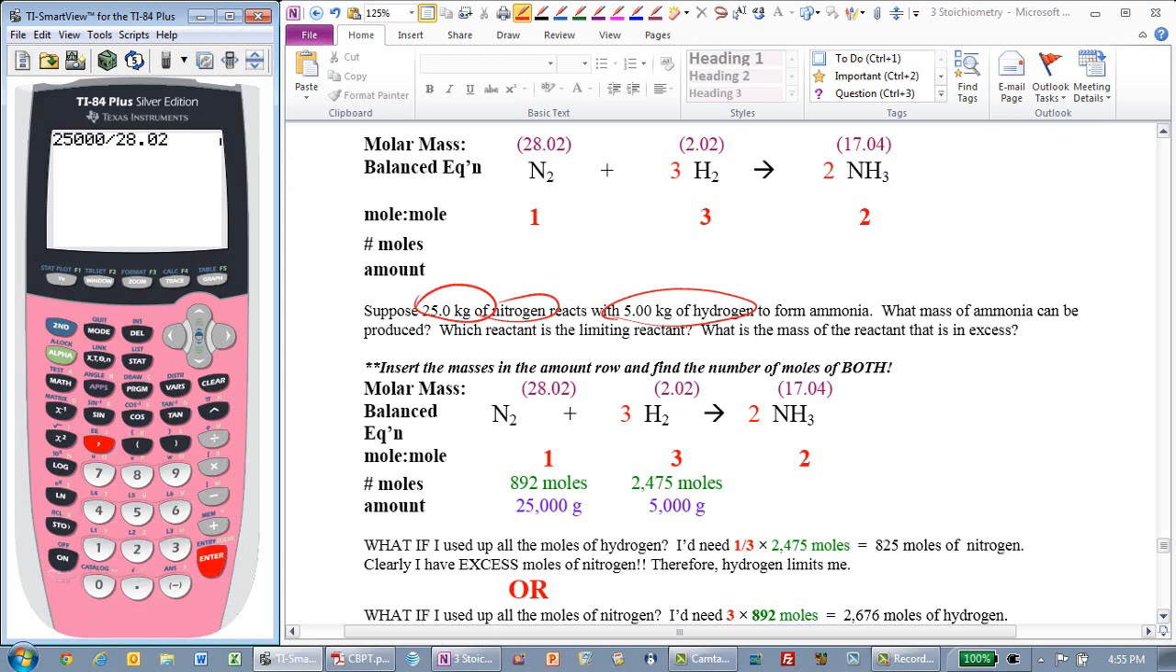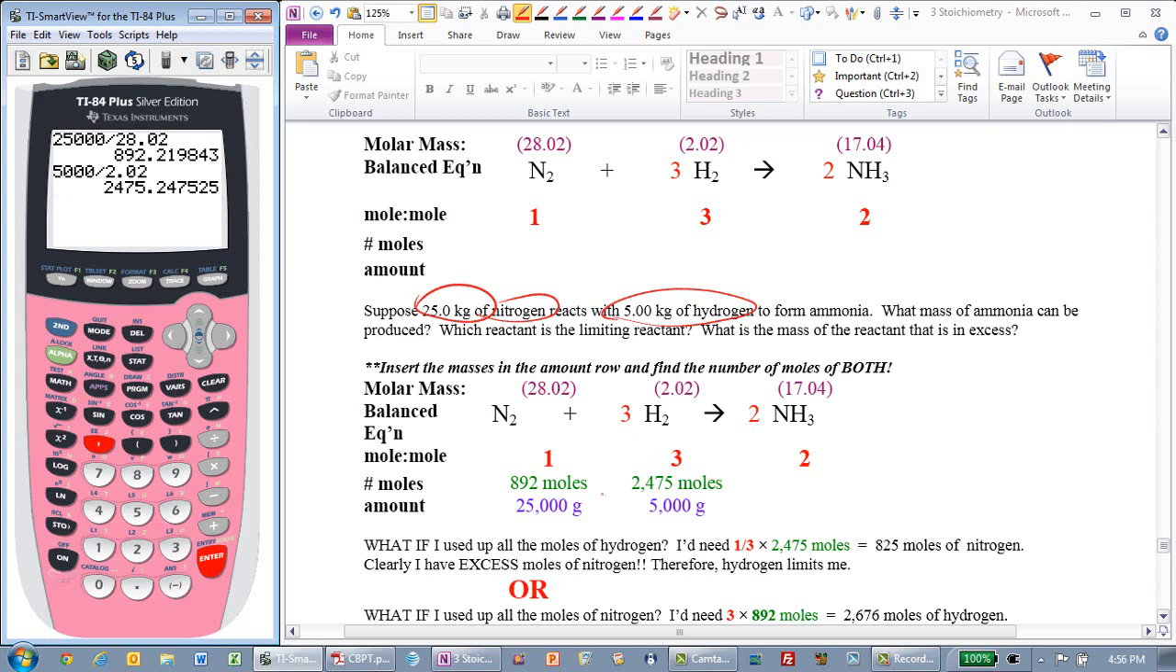I'm double checking my math as we go along through these notes, please. So 892 moles, no problem. And then 5,000 grams of hydrogen divided by its 2.02 molar mass, and I get 2,475 moles. But these are not comparable numbers, because one of them goes with 3 increments, and our increment is mole here, versus 1 increment. So you just pick one.